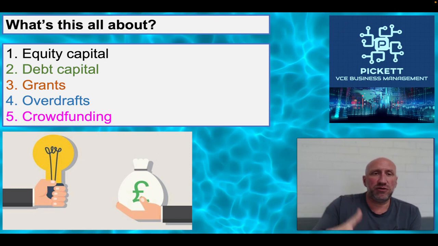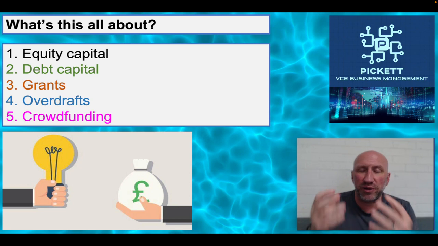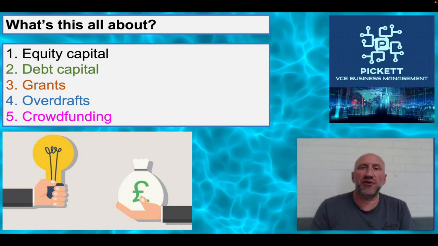So now you hopefully understand a little bit about what each of these things, so equity, debt, grants, overdrafts and crowdfunding, what each of them means. And with each of them, maybe a couple of advantages and disadvantages. So when you're planning a business and where you're going to get funds to start the business from, you now have a bit more of an idea about what your different options are and how they compare with one another and which route you might actually take.